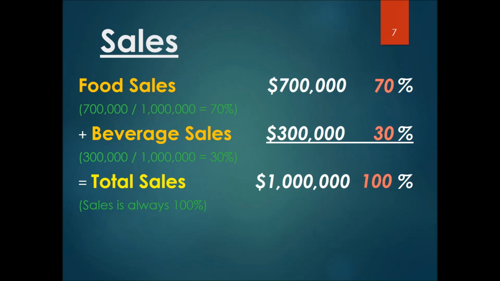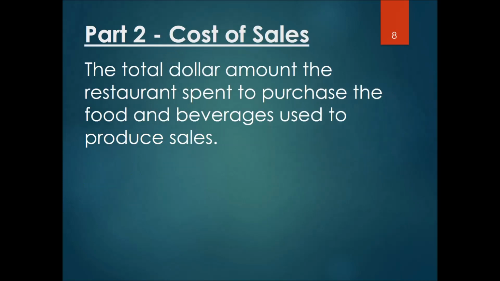So now that's how much we brought in, $1 million, but we had to spend some money to buy that food so that we could then prepare it and sell it. We had to use some money to buy the beverages that we then sold to bring in these sales. And that is what the second part, or part two, is, what we call the cost of sales. The total dollar amount the restaurant spent to purchase the food and beverages that were then used to produce those sales.